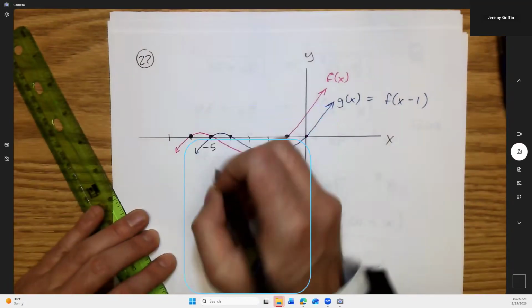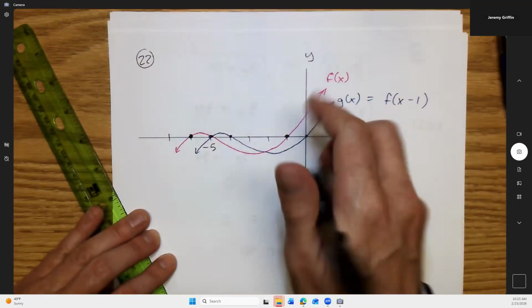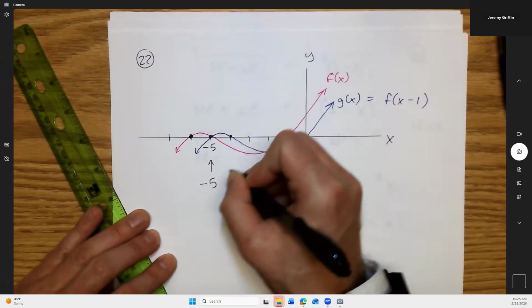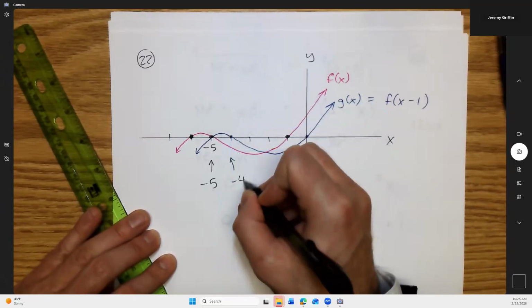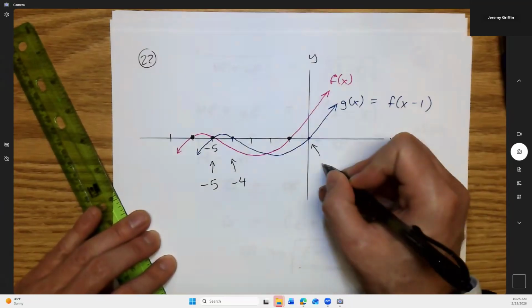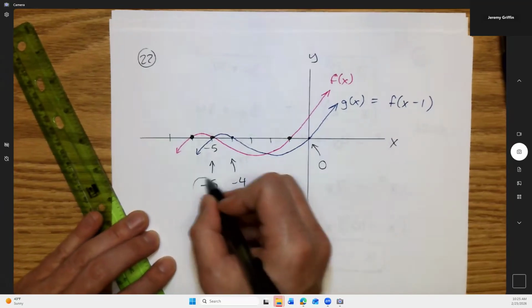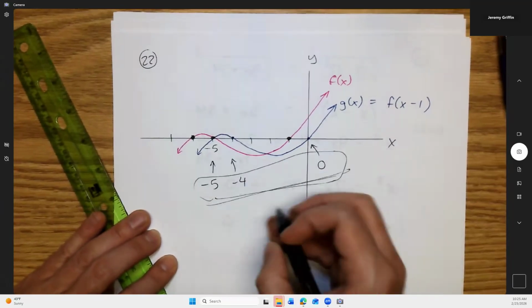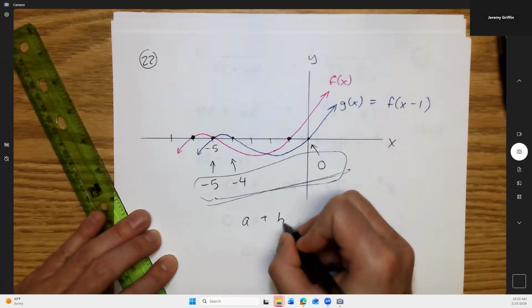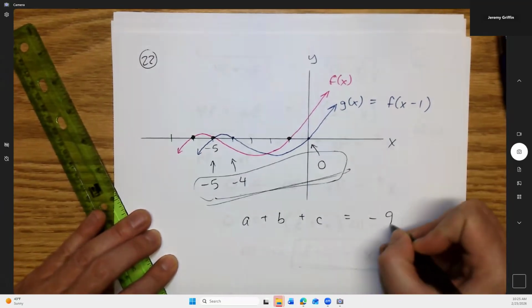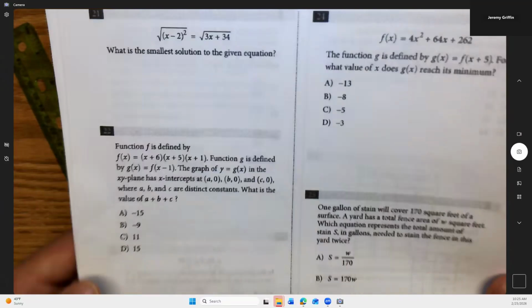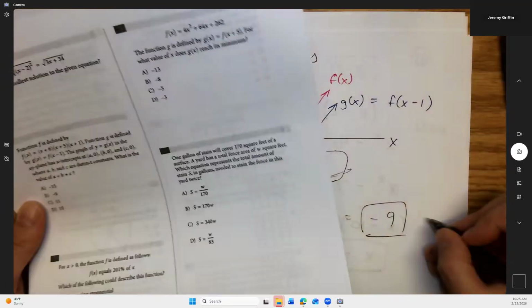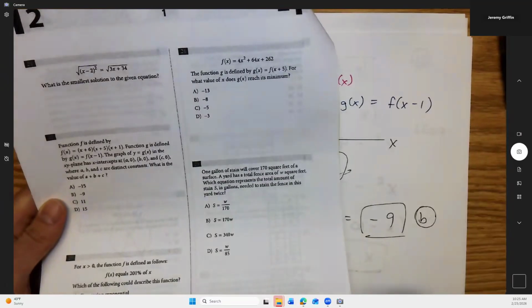So again, we're following this blue curve. I'm looking at the blue curve, so I see negative 5. What number is that right there? Negative 4. And what's that number right there? 0. So if you add those up, a plus b plus c, what do you get? Negative 9. That looks like option B. Yep, 22 is B, negative 9. That's B right there.